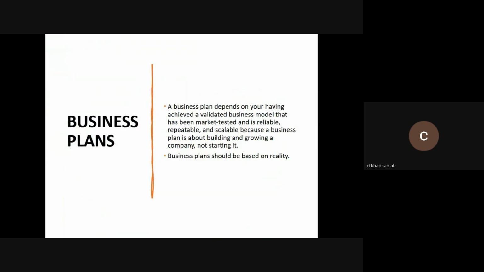What is a business plan? A business plan depends on your having achieved a validated business model. So you have your business plan after you have validated your business model. That has been market tested and is reliable, repeatable, and scalable, because a business plan is about building and growing a company, not to start a business. Okay? A business plan should be based on reality.